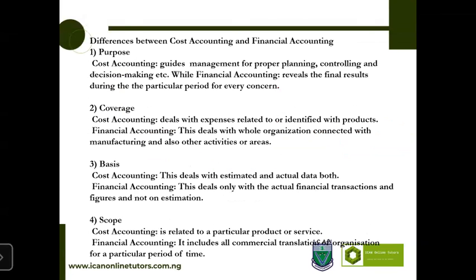Now, let us look at the differences that occur. Some of the differences is how the information is being used. For cost accounting, the information is for internal use, that is for managers and employees, while financial accounting is for external use, those who do not directly engage in the activities of the company, such as the shareholders, the creditors, the bank, the government, the lenders. But cost accounting is for those inside the company, such as the managers and the employees.